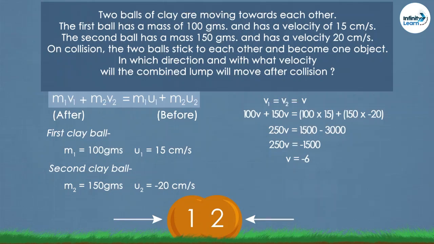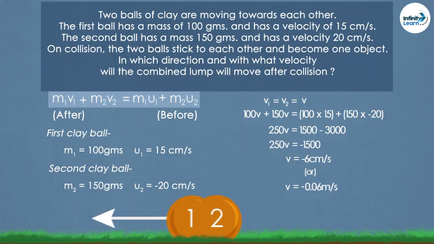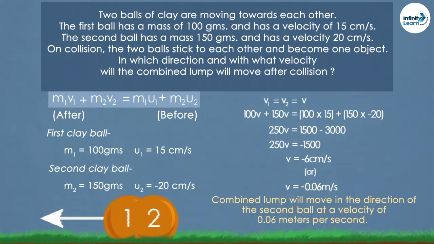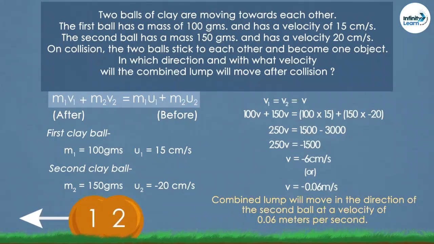Wait, don't forget the units. It will be -6 centimeters per second or -0.06 meters per second. What does this negative sign tell us? It tells us that the combined lump will move in the direction of the second ball at the velocity of 0.06 meters per second.